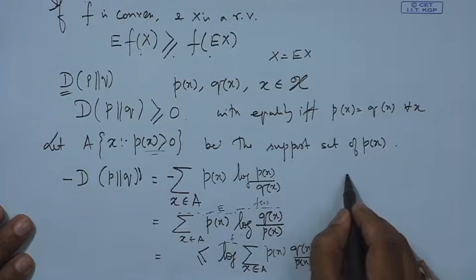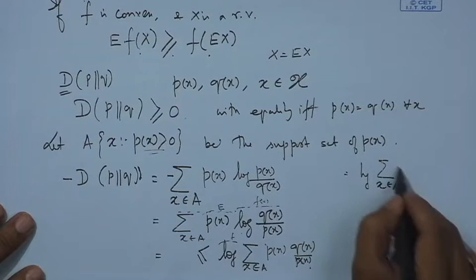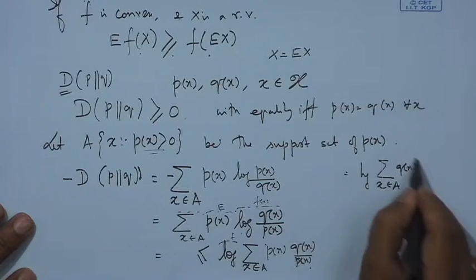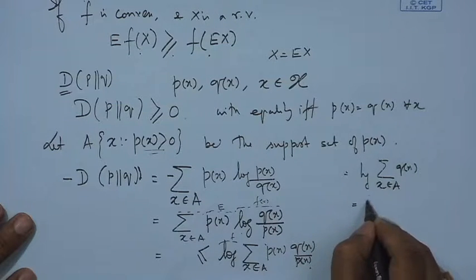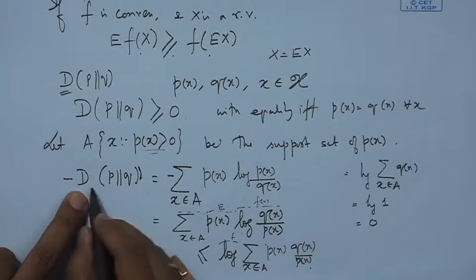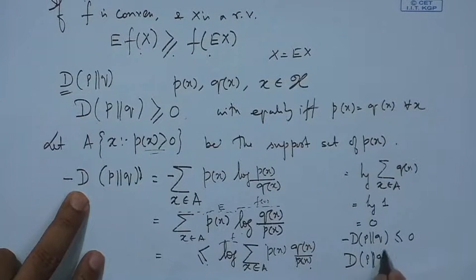So you could write this as equal to log of the sum over x in the support set of p of q(x). Over the support set, this sum of the probability mass function is equal to 1, then only is it a probability mass function, and this has only non-zero values. So this is equal to log of 1, which is equal to 0. So now we have minus D(p||q) is less than or equal to 0, or D(p||q), the relative entropy, is greater than or equal to 0.